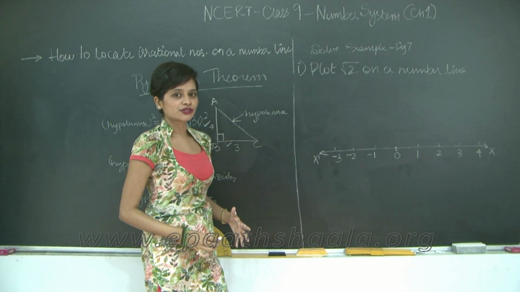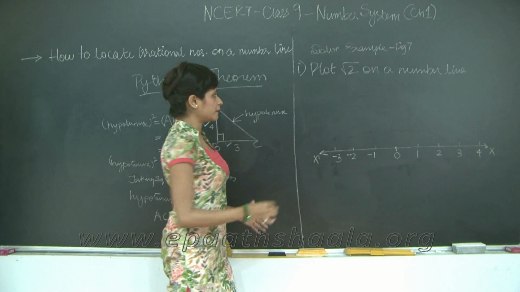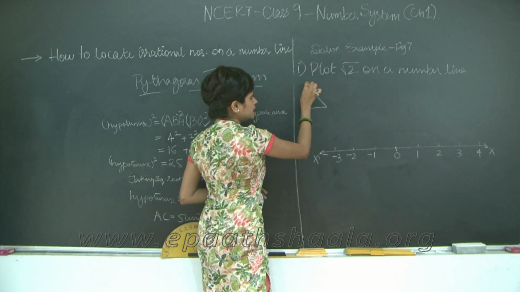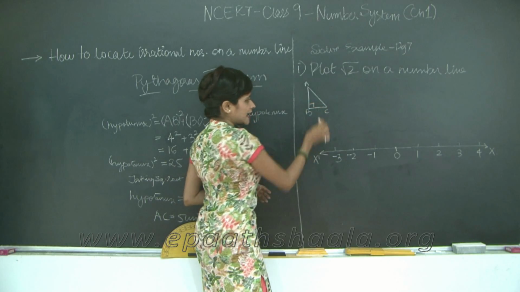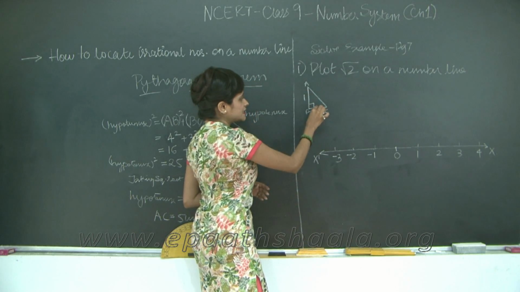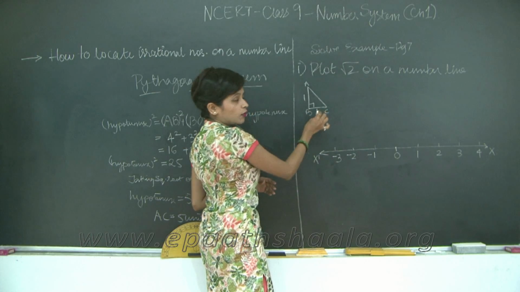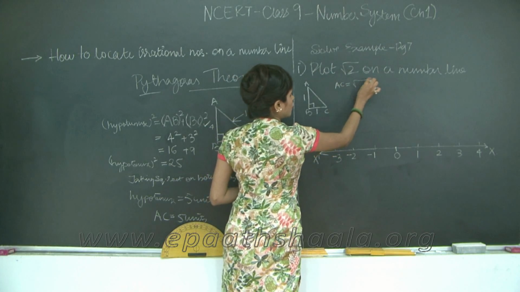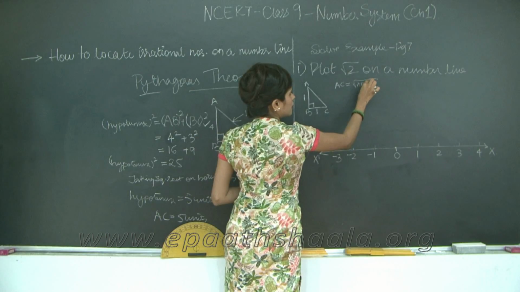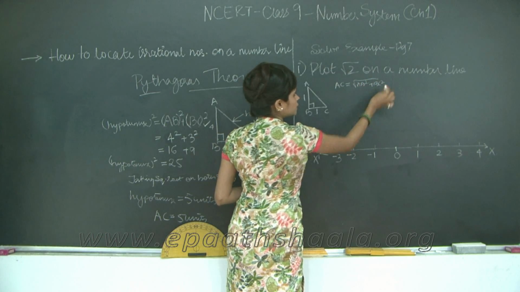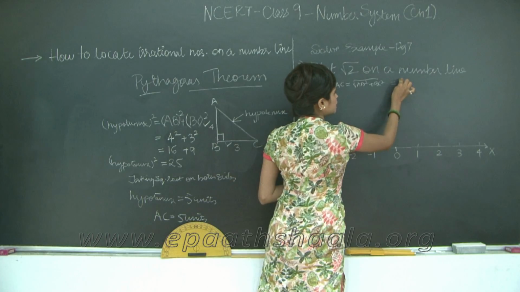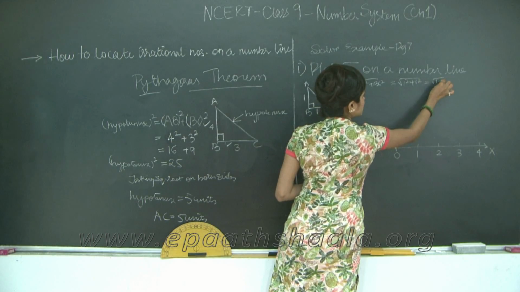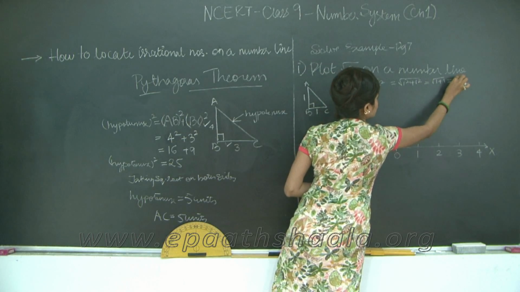So let us see how we are going to use the Pythagoras theorem to locate root 2 on your number line. Suppose I have a right angle triangle ABC, where B is my right angle, AB is length 1 and BC is length 1 unit. Okay, both of these are 1 unit. So AC will be what? Under root of AB square plus BC square, right? So this is nothing but under root of 1 square plus 1 square, which is equal to under root of 1 plus 1, which is under root of 2.